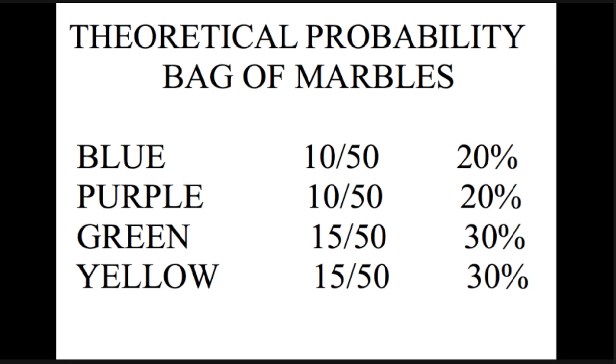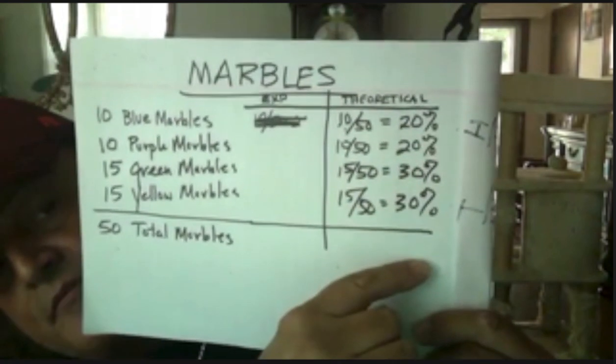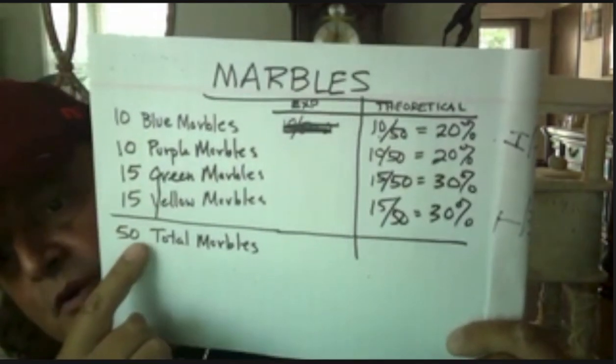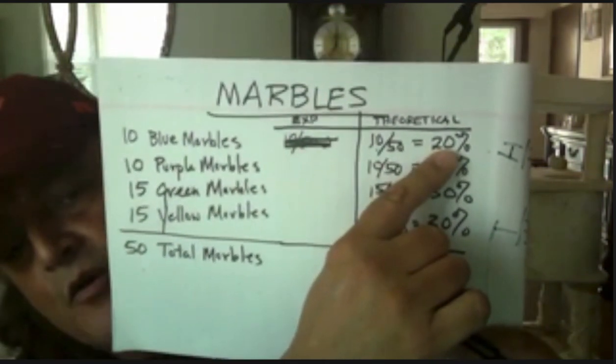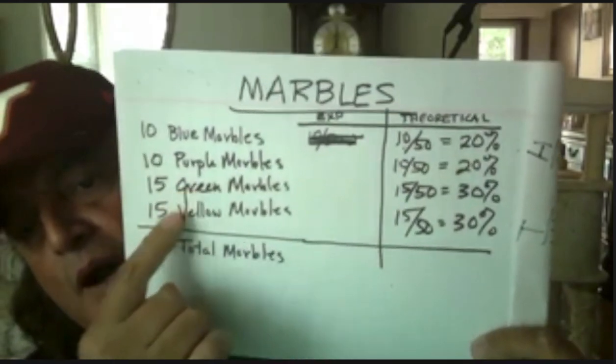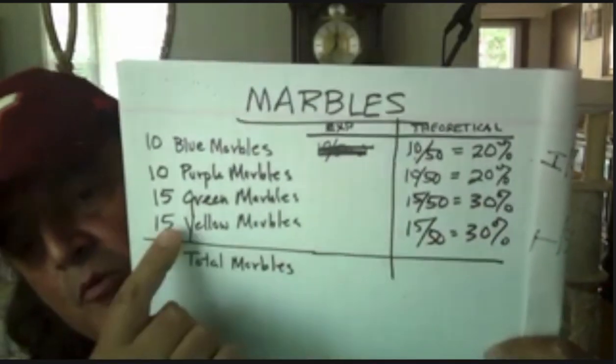Green marbles, there's 15 out of 50. That's going to be a 30% chance. And same with yellow, 15 out of 50. That's 30%. All right? Notice that all of these add up, 20, 20, 30, and 30, to 100%. So in theory, you take the amount of marbles divided by the total number to get the theoretical probability. You think that 20% of the time you reach in this bag and grab a marble, it's going to be blue. Same with purple. Green and yellow have a little higher probability because they're 15 out of 50 instead of 10, so there's a 30% chance you'll pick one of those two.